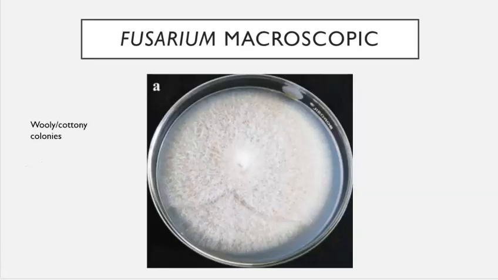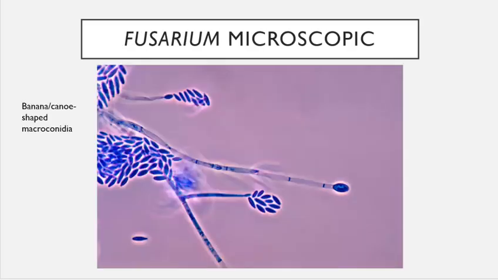This is an example of what Fusarium would look like or present on a culture plate. It looks like a woolly or cottony colony. This is Fusarium under the microscope. You have banana or canoe-shaped macroconidia. You can see those here. There's several of them in this image.